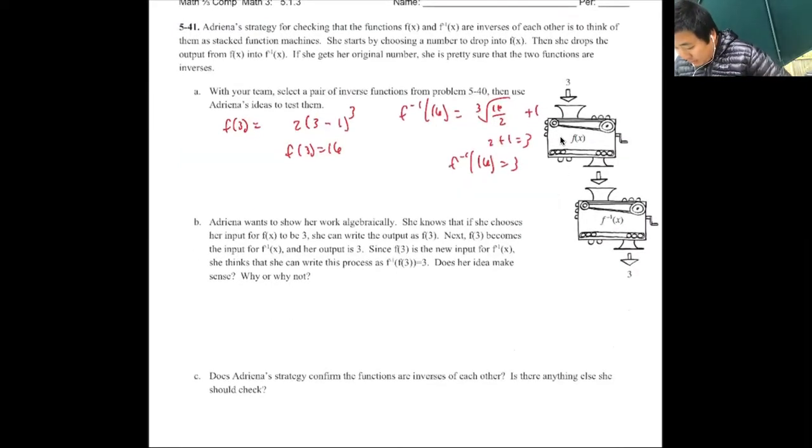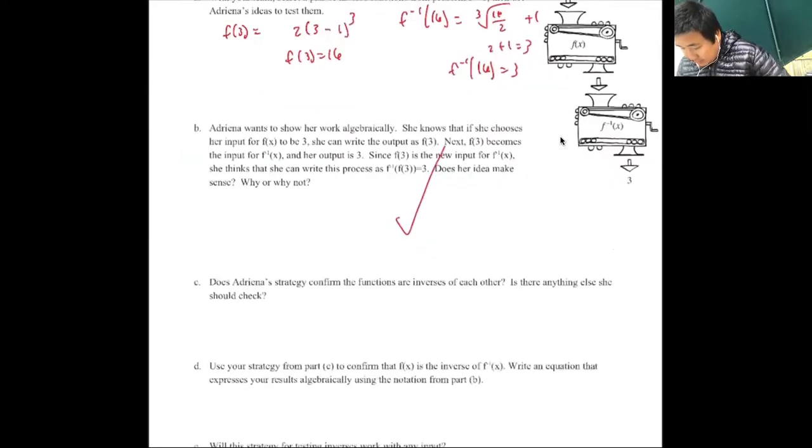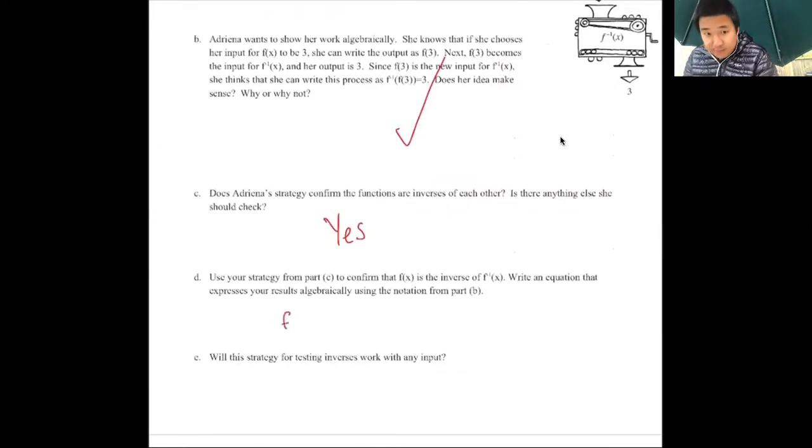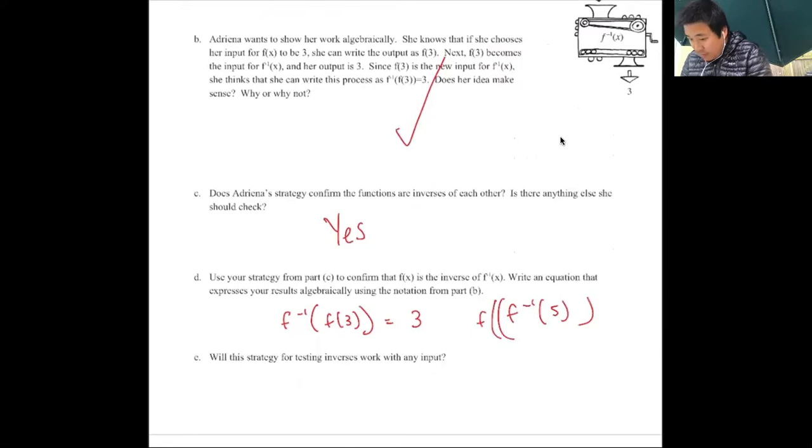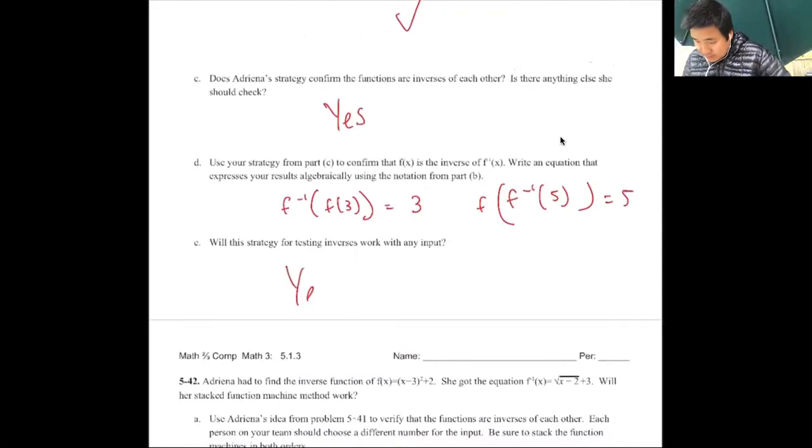Andrea wants to show that work algebraically. She chooses 3. We did that. Does Andrea's strategy confirm the inverses? Yes. So if you do f inverse of f of 3, you should get 3. If you do f inverse of f of 5, you should get 5. Yes.